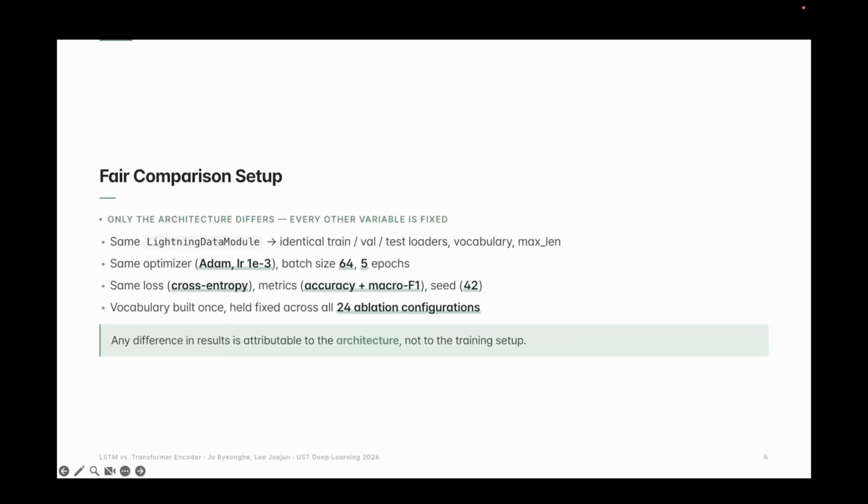Think of this as our control checklist. The data, optimizer, batch size, epochs, loss, metrics, and seed are all shared, and the vocabulary is built once and frozen even when we shrink the data. So only the architecture varies, which means any difference comes from the architecture and nothing else. Then we deliberately vary three things, and that is the ablation.